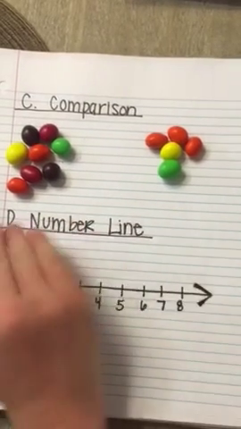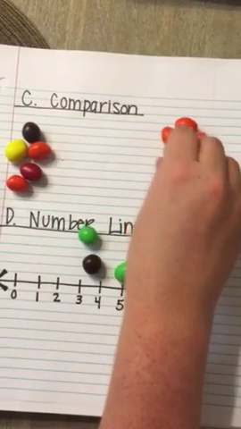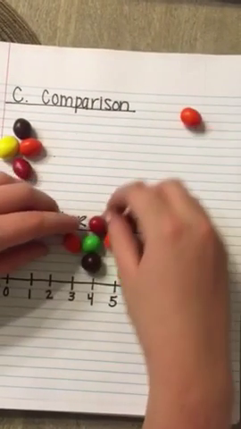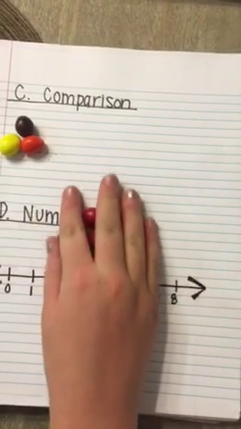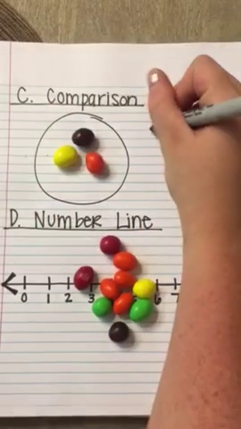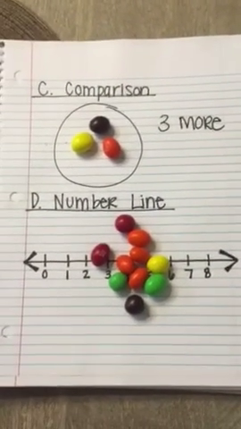So a simple way to just compare those numbers, we can exchange 1 for 1. Just 1 for 1. So there we can see that Steve has 3 more M&Ms than I do.